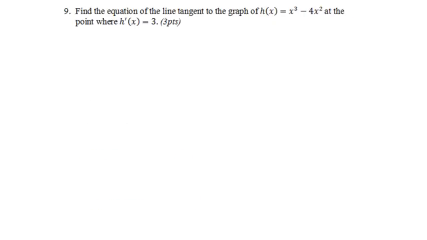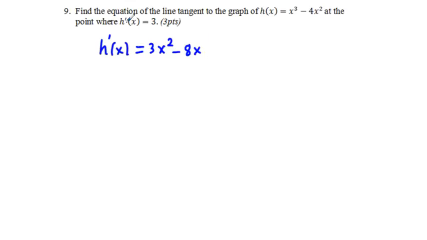Next. 9. Find the equation of the line tangent to the graph of h of x equals x cubed minus 4x squared at the point where h prime of x equals 3. Well, let's go ahead and find h prime of x. H prime of x equals 3x squared minus 2 times 4, which is 8x.